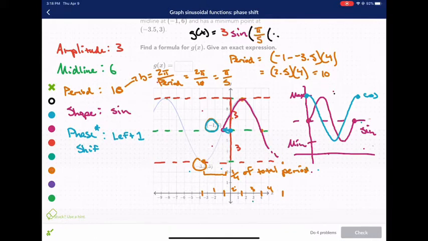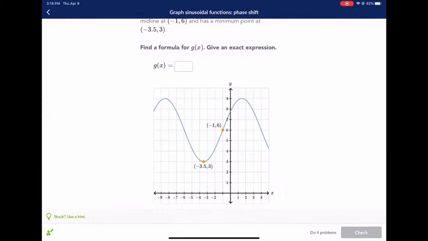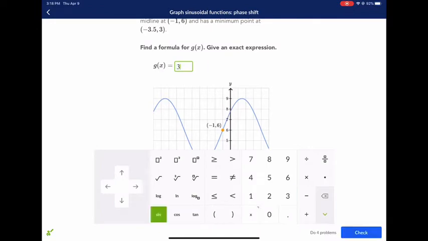I'm going to open parentheses, put an x, and then what was my phase shift? Left 1. It's the opposite of what you would expect. Left 1, you would think it means minus, but it actually means plus 1 in my function. And then my midline is plus 6 at the end. So this should be the function for my graph. Let's type it in.